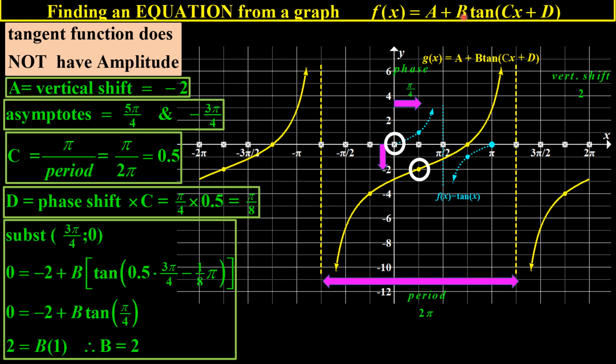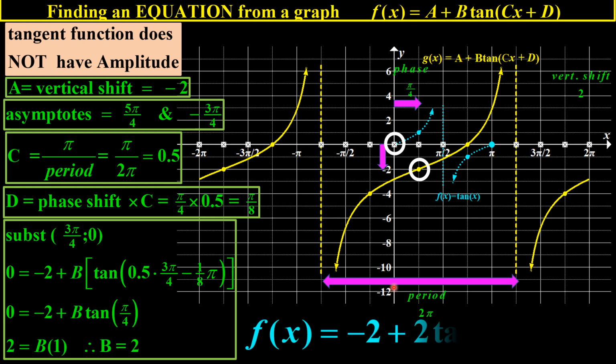Remember, this B value is not an amplitude. So this is how you can work out the B value after you've calculated the A, C, and D, substituting one point. That will assist you in getting your B value. Sometimes it's easy to read it off, but in this case it wasn't that obvious that the B value would be a 2.